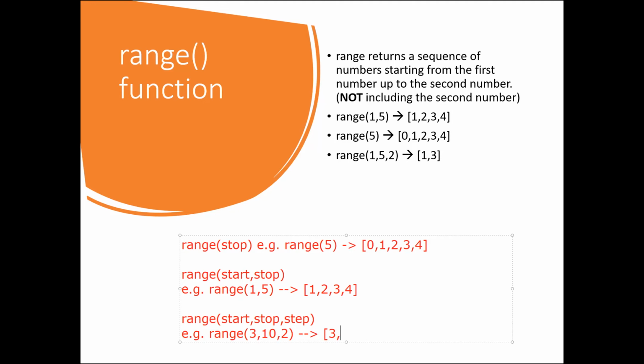2 means 3 plus 2 is 5, the next number. 5 plus 2 is 7. 7 plus 2 is 9, that's all. Right? So this is how you use the range function.